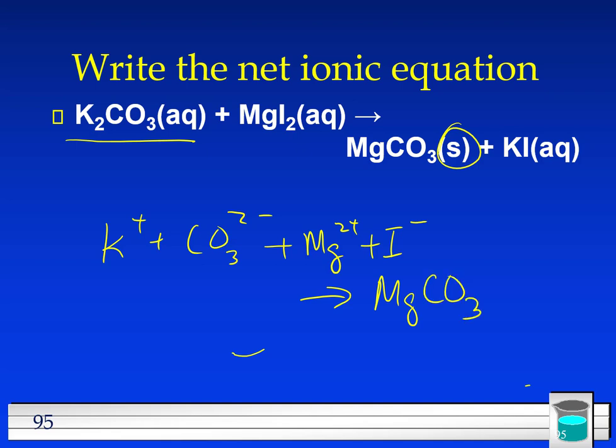Is there really any KI? It's aqueous, so it's K plus and I minus. That's the complete ionic equation. Everything that could be torn apart is torn apart. Then net, get rid of the things that show up. K shows up on both sides. I minus shows up on both sides. So I'm left with CO3 2 minus.